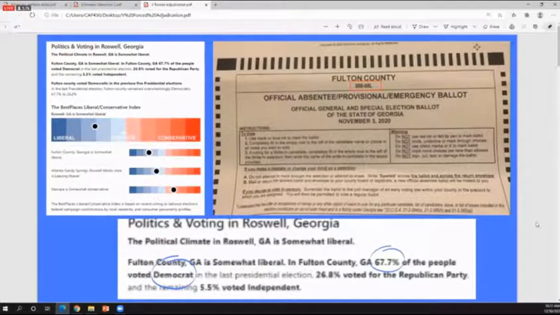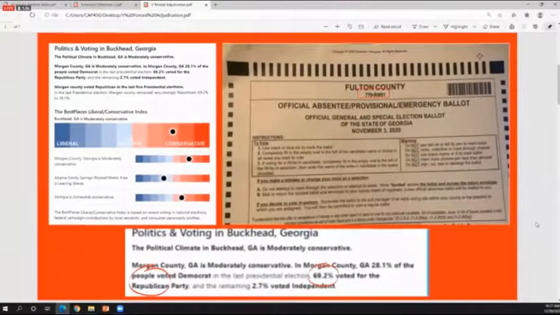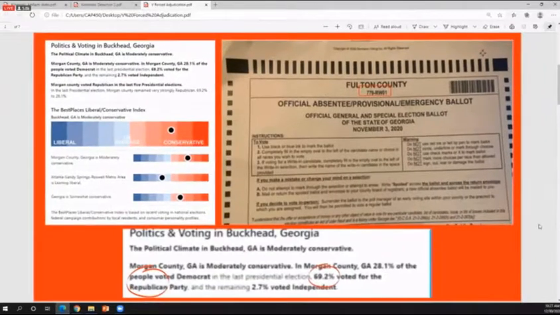This particular county, not according to my data, but according to public data, says 67.7% of the people voted Democrat. I'm just pointing this out so you understand. I use traditional coding, the blue for the Democrat side, the red for the Republican side. Let's take a look at the next ballot, please. This is a ballot for Buckhead, Georgia. This particular one says that 69.2% voted for the Republican Party, right? This one is what we call our R ballot.